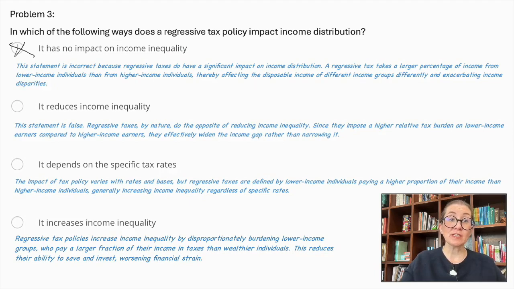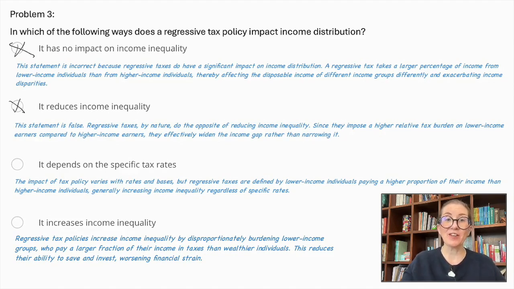It reduces income inequality. This statement is false. Regressive taxes by nature do the opposite of reducing income inequality, since they impose a higher relative tax burden on lower income earners compared to higher income earners. They effectively widen the income gap rather than narrowing it. So that's not correct either.